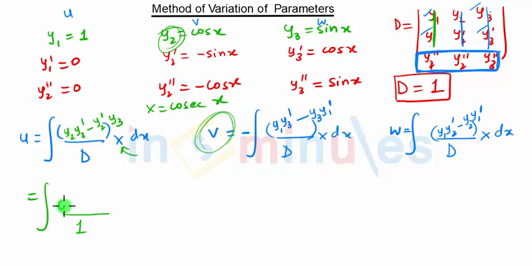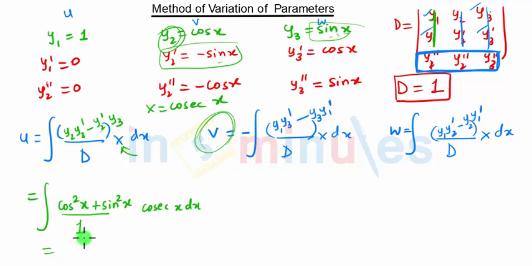So cos x into cos x is cos square x minus y2 dash. y2 dash is this term into y3. So minus sin x into sin x will be minus sin square x, and this minus becomes plus, so it is nothing but sin square x into x. x is cosecant x into dx. sin square x plus cos square x is nothing but 1, so 1 upon 1 will be 1, so it is nothing but integration of cosecant x dx.